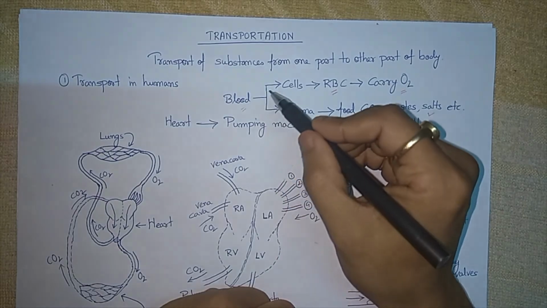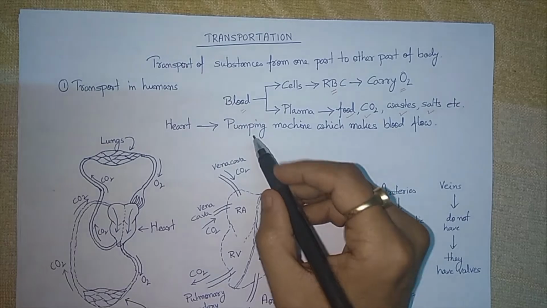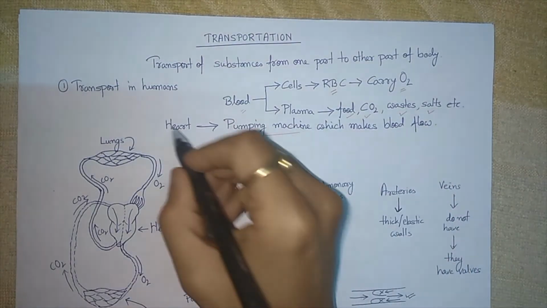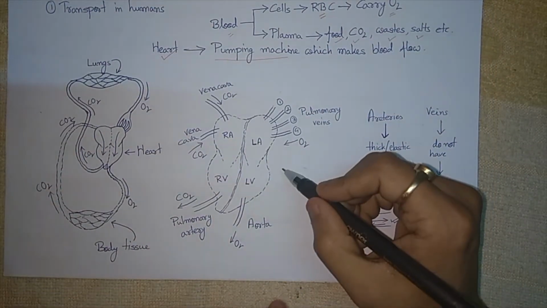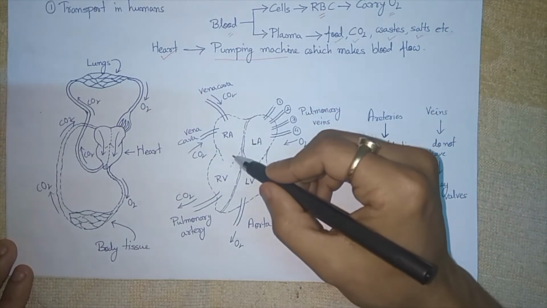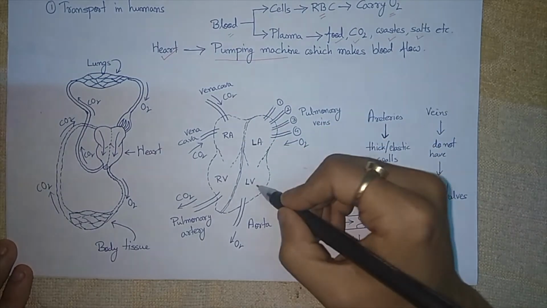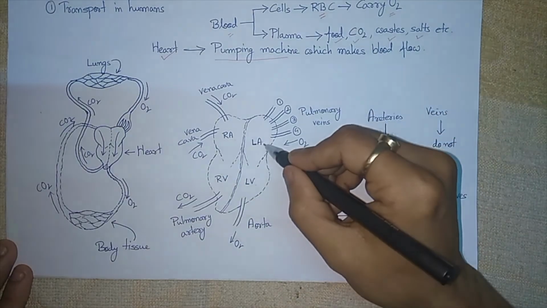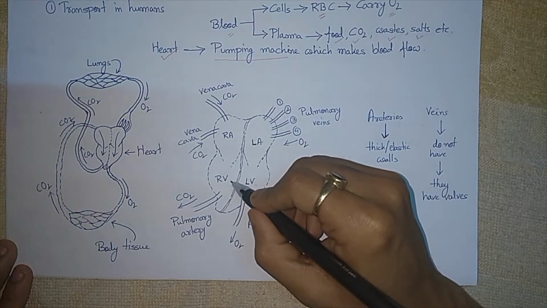For the easy flow of blood, we need a pumping machine which makes the blood flow. For this we have the heart. So now let us have a clear view of the structure of the heart. We all know that the heart is four-chambered: left auricle, left ventricle, right auricle, right ventricle.